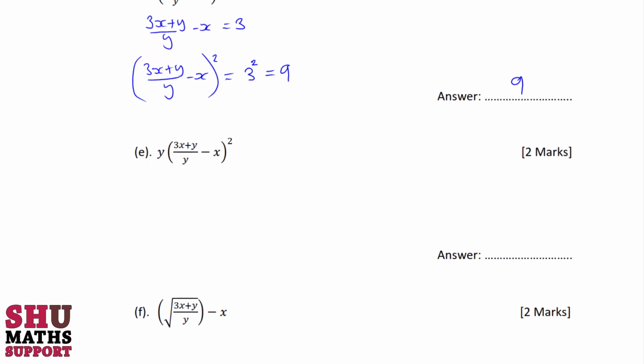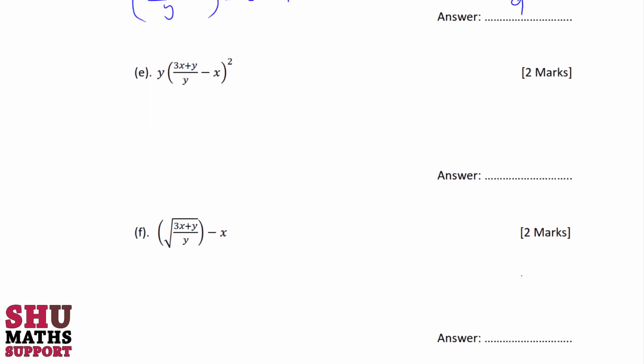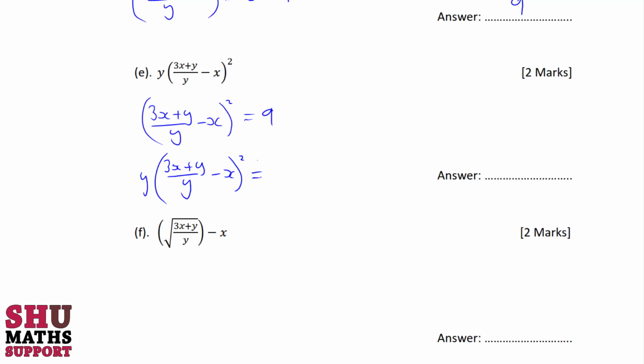Now the next question uses the question above, but this time it's times by y. So we're going to have 3x plus y over y minus x all squared is equal to 9. And what we want to know is, what's y times 3x plus y over y minus x all squared? So we know that the stuff here is equal to 9, so essentially what we want to find is, what is 9 times by y? Or we could say, what is 9y? So if y is equal to 2, we're going to have 9 times 2, and 9 times 2 is equal to 18, so we know the answer for this one is 18.